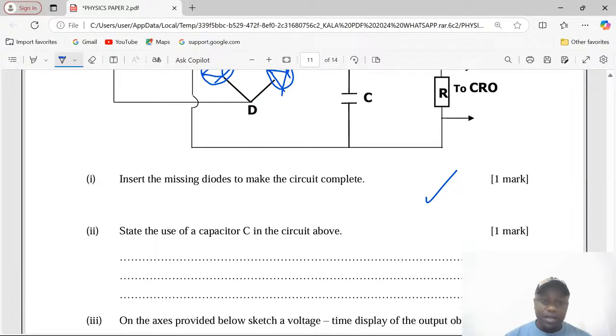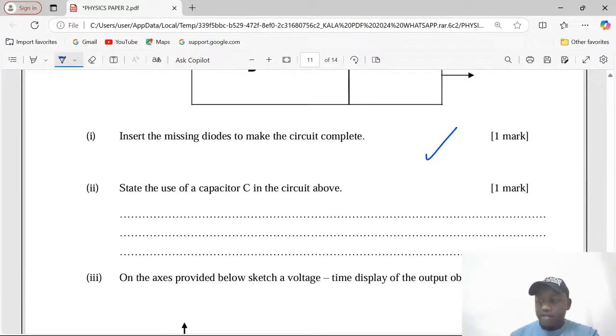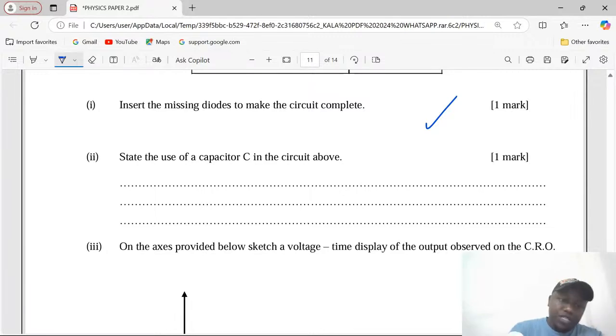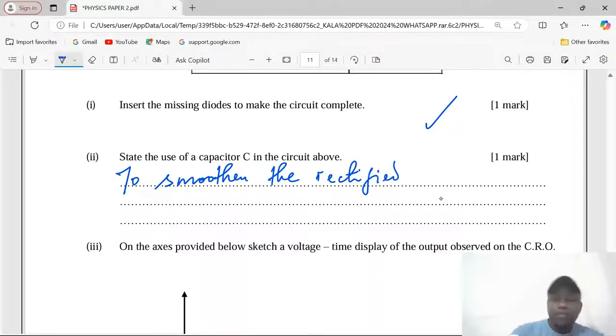Then the purpose of the capacitor is to smoothen the rectified output. To smoothen the rectified output.